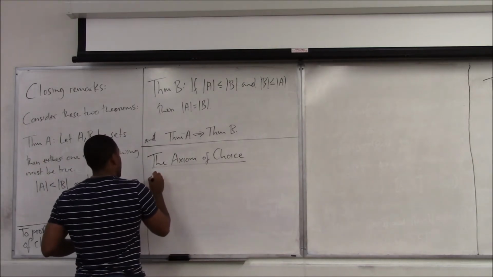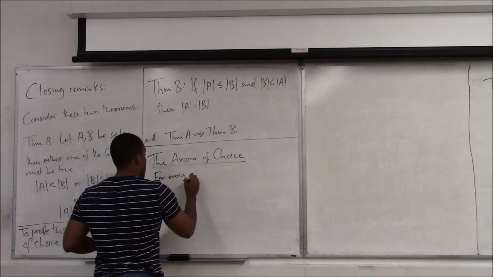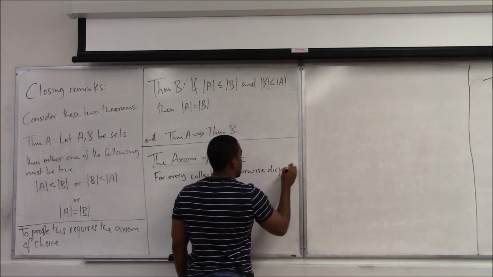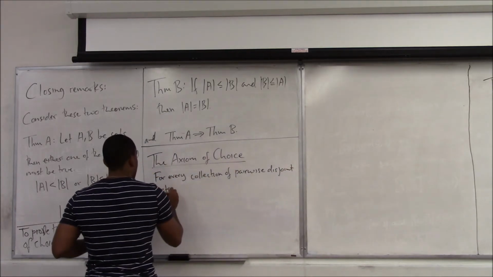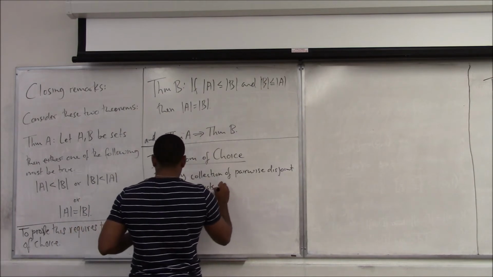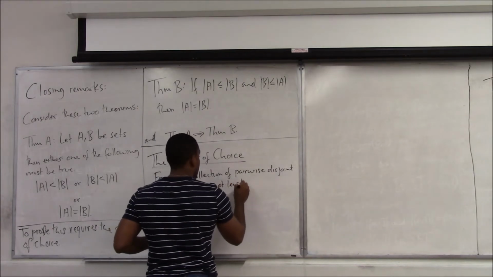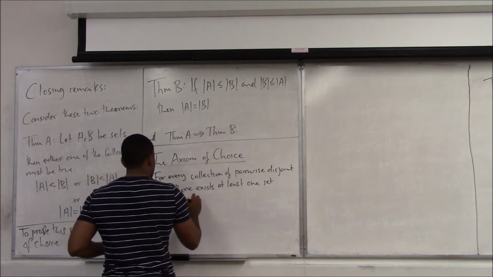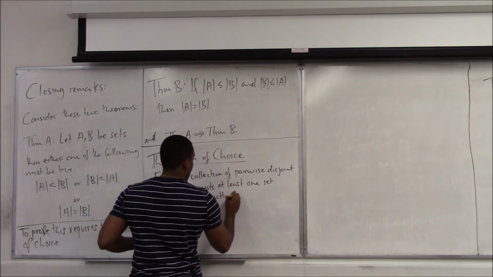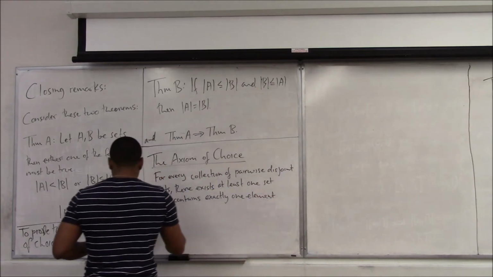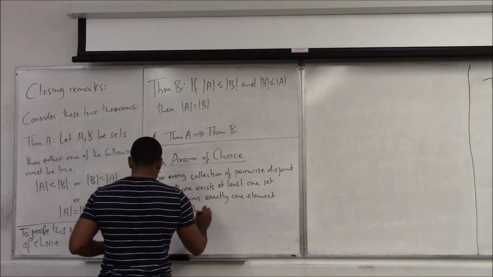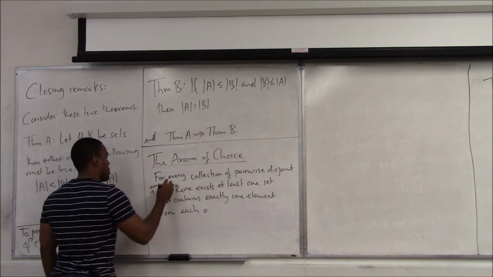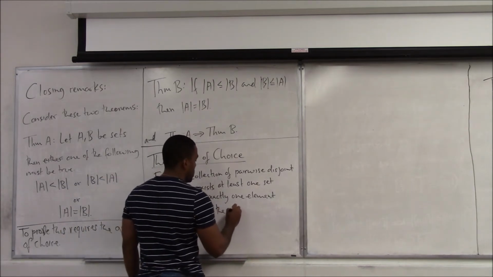So it says, for every collection of pairwise disjoint sets, there exists at least one set that contains exactly one element from each of the non-empty sets in the collection.